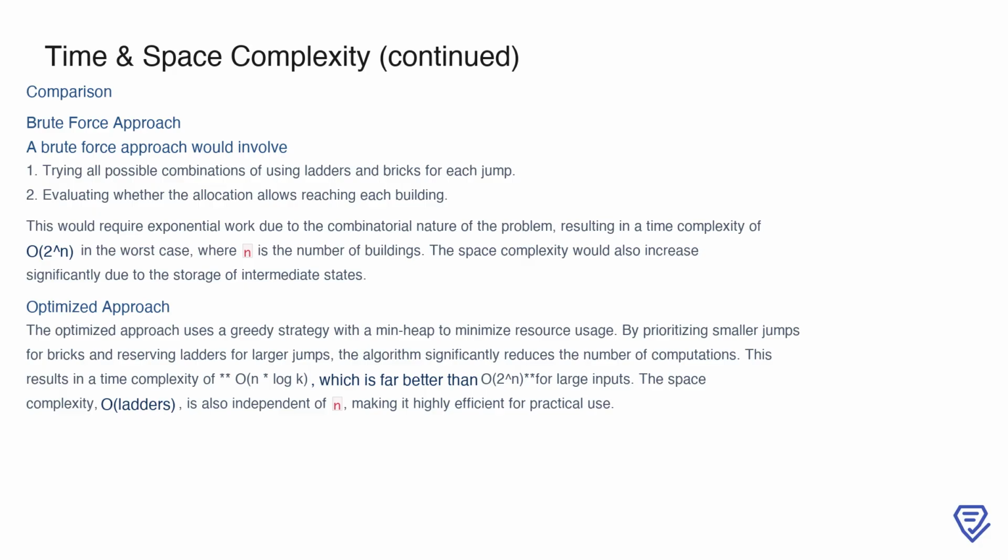In contrast, the optimized approach avoids this combinatorial explosion by using a greedy strategy combined with a min heap. By prioritizing smaller jumps for bricks and reserving ladders for larger jumps, the algorithm achieves a much better time complexity of O(n log k) and a space complexity of O(ladders), making it scalable and practical for real-world scenarios.